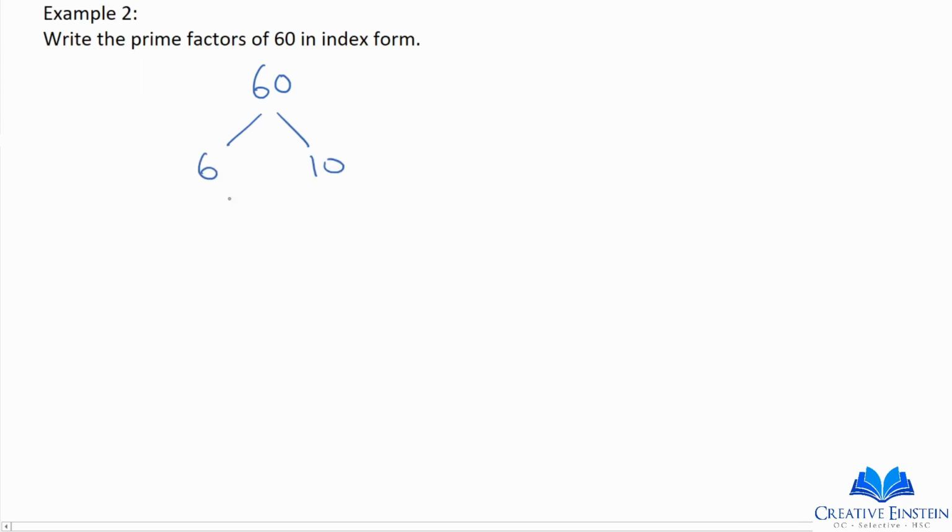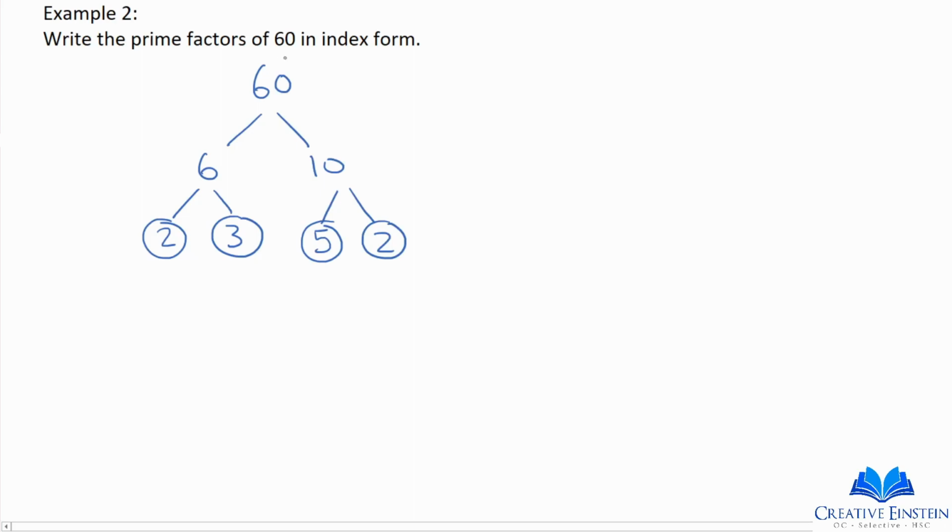Now again, these two are not prime, so we're going to have two more branches that extend out. I know that 2 times 3 gives me 6, and both 2 and 3 are prime numbers. For 10, 5 and 2, and they are both prime numbers, so that's the end of my factor tree.